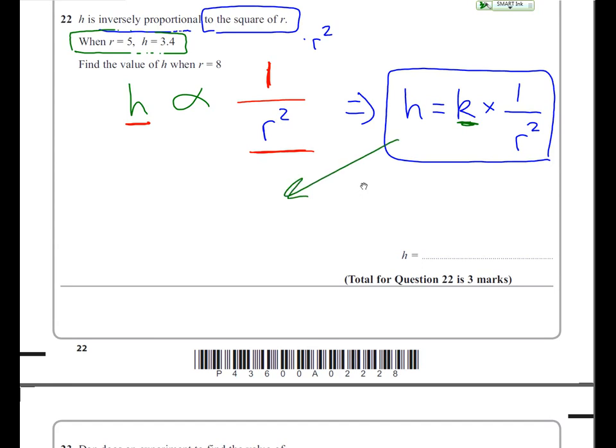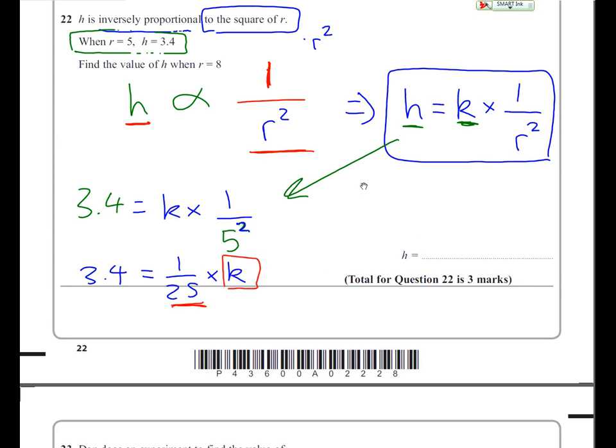So taking this equation, we are now going to put 3.4 where h is, as a substitution, and we're going to put 5 where r is, as a substitution. It's 5 squared. So that gives us the equation that 3.4 equals 1 over 25, if we change the order around, times by k. We want to figure out k, so we want to do the opposite to both sides to get rid of 1 over 25. The opposite of dividing by 25 to get rid of it is multiply by 25.